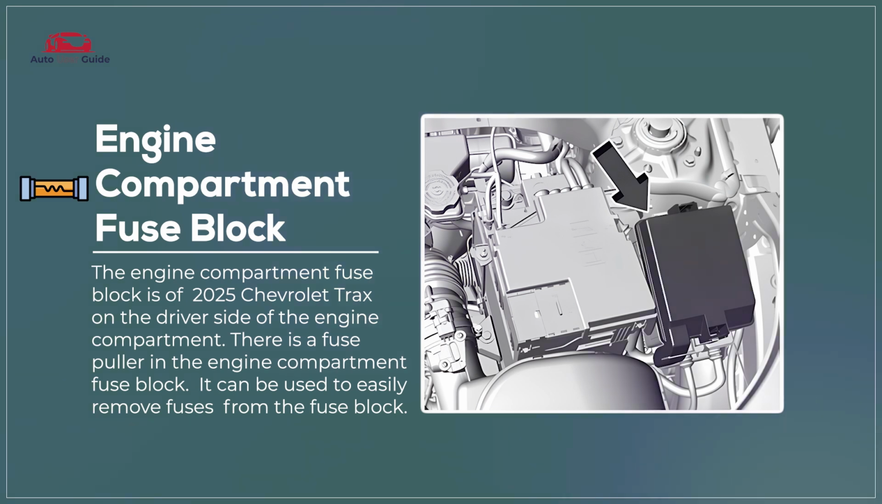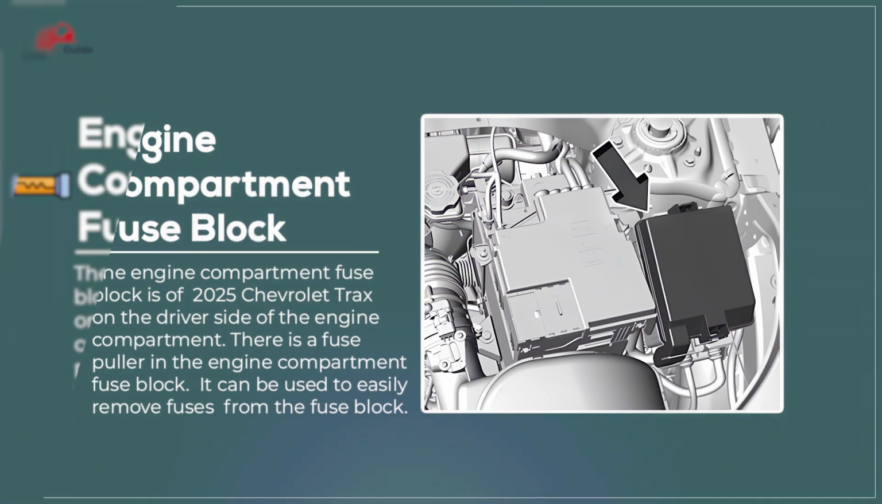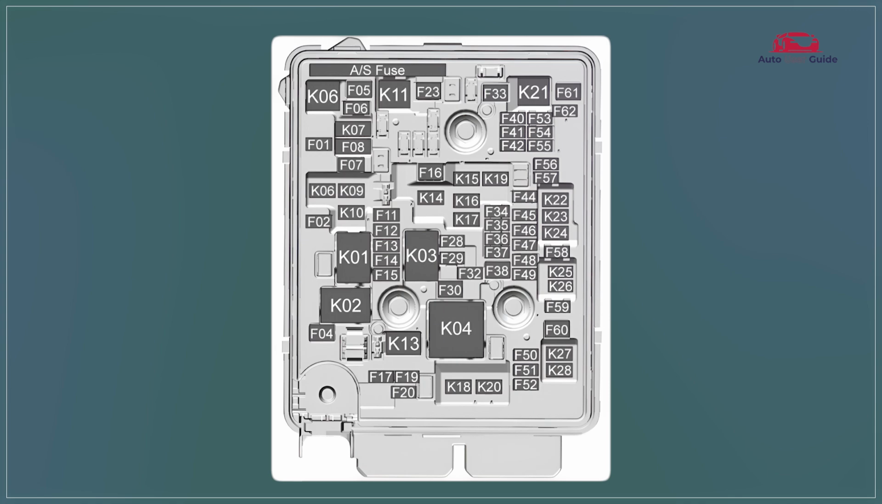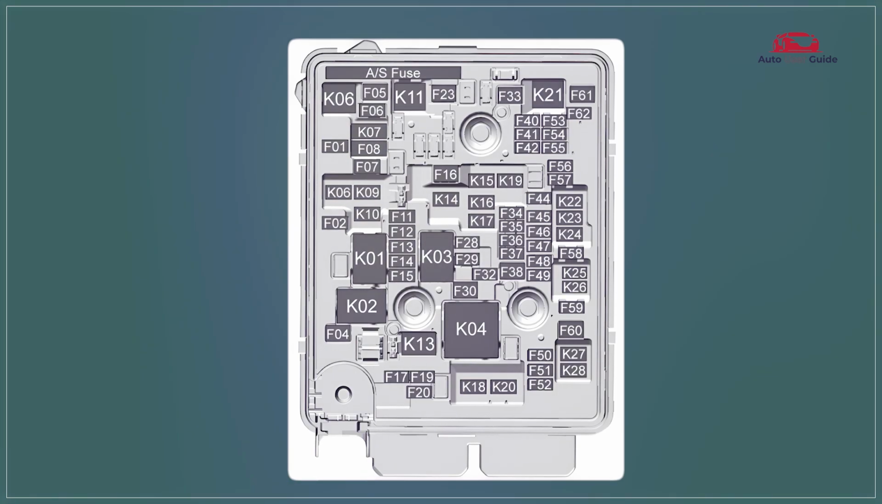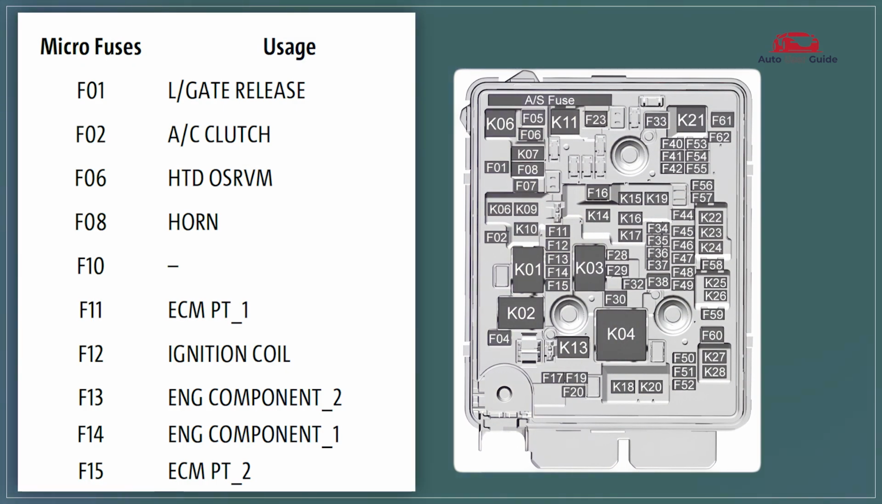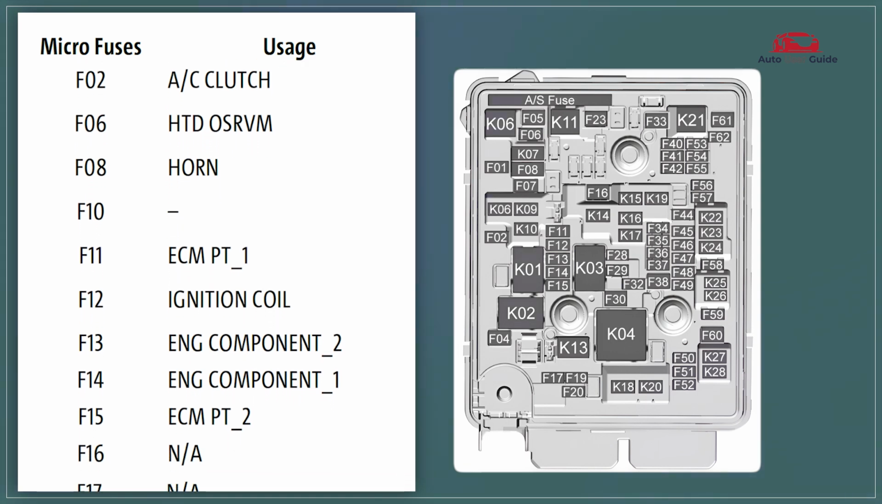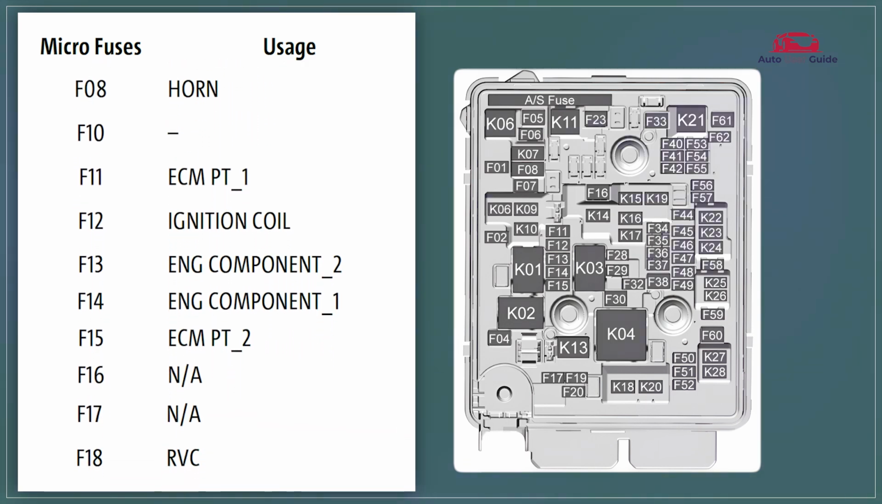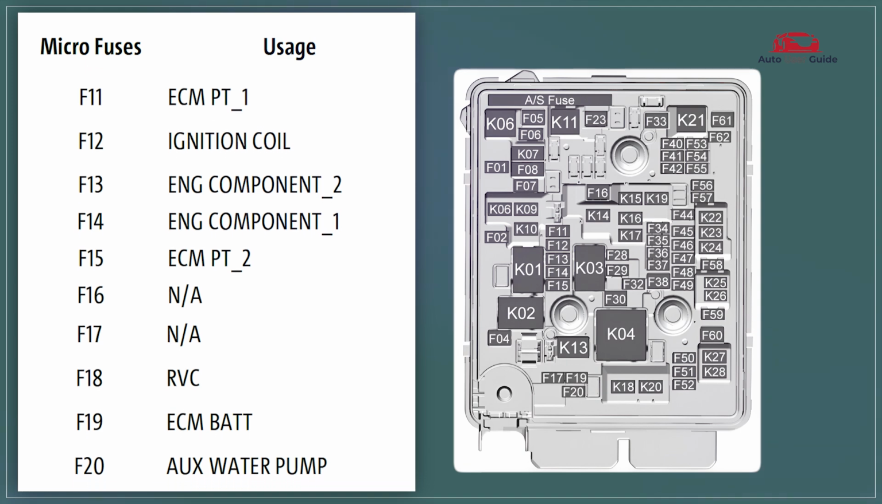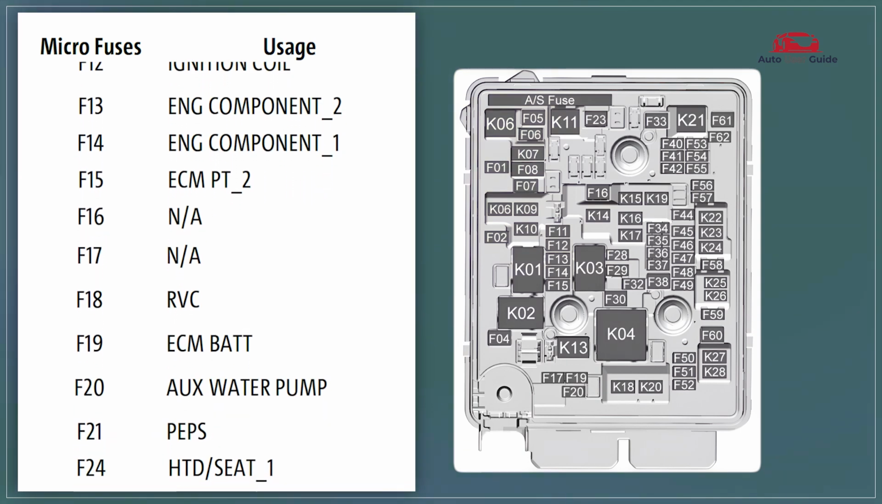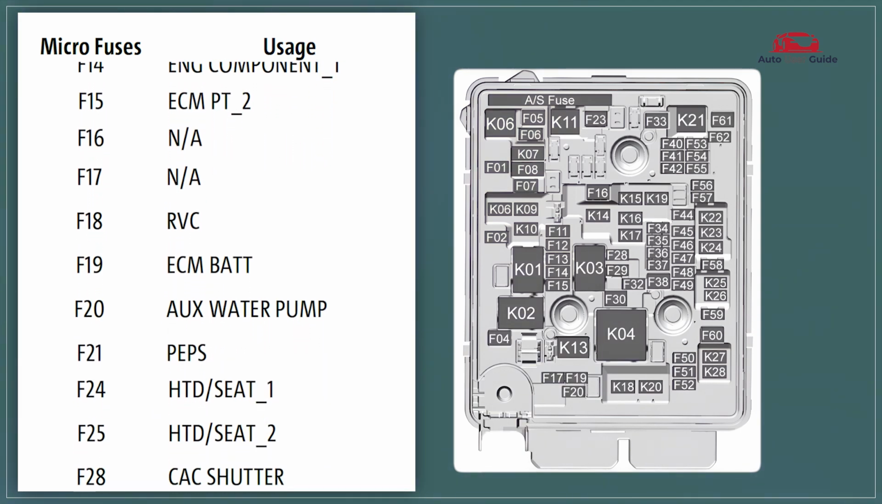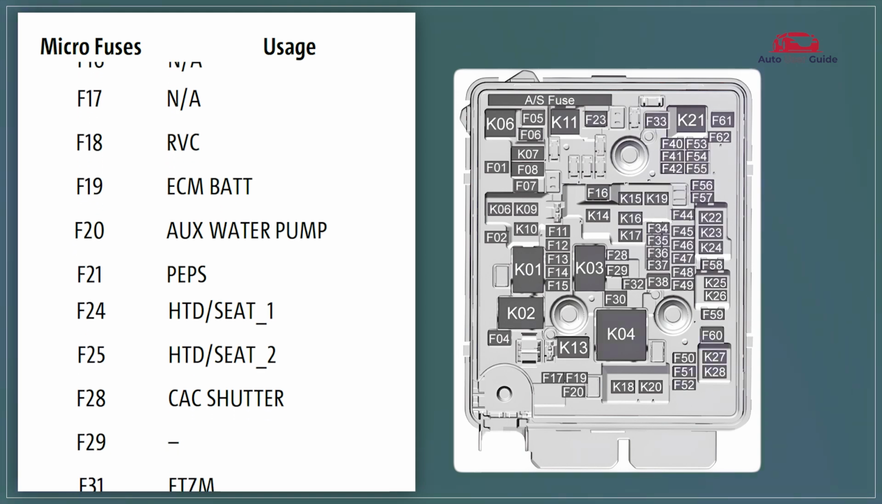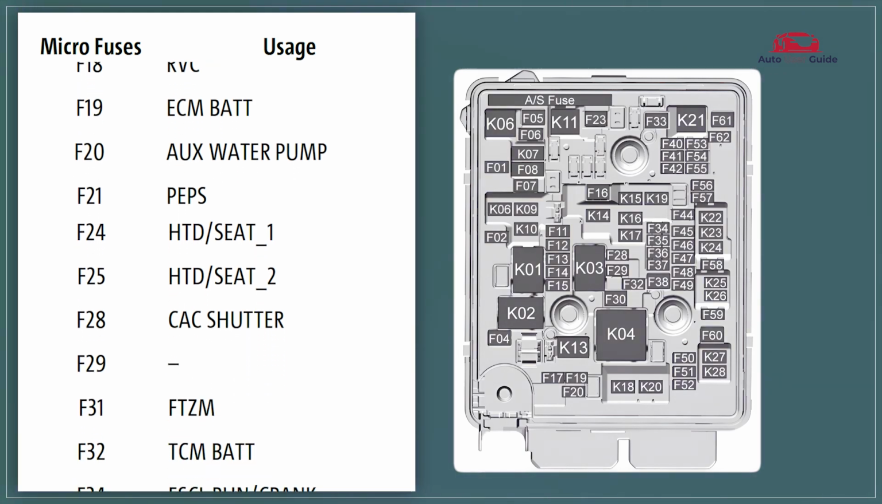Engine compartment fuse block. The 2025 Chevy Trax engine compartment fuse block houses fuses and relays for critical systems like the engine, transmission, and cooling. It is designed for easy access and maintenance with clearly labeled fuse positions.